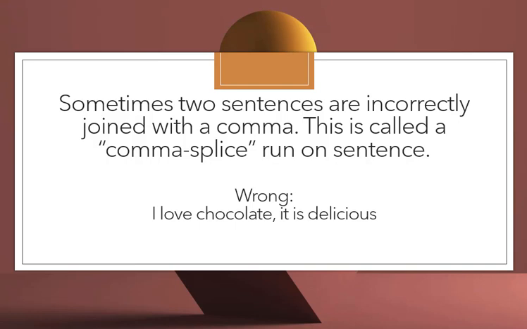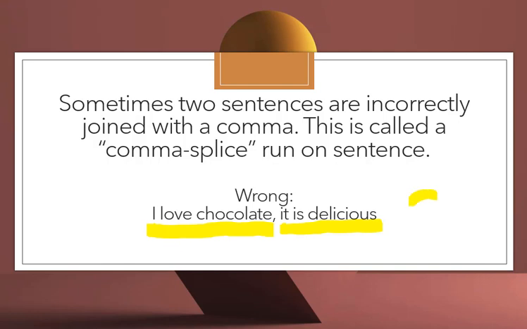I love chocolate, it is delicious. All right, the two ideas are closely related. However, grammatically, I love chocolate is a sentence. Subject, verb, and then your complete thought. Look on the other side of the comma and you find there is another complete intact sentence. It is delicious. It is the subject, is the verb, and delicious completes the thought.